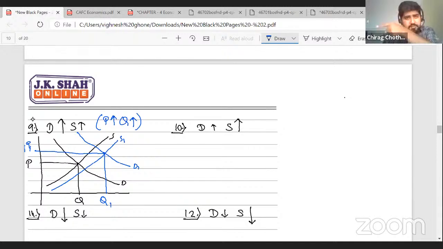I will prove this in point number 10 again. Once again, in 10 also I'm going to tell you the equilibrium quantity has to definitely increase because both demand and supply are increasing. But what is the effect on price? It will be exactly opposite of the ninth. How, sir? Let's have a look at it.